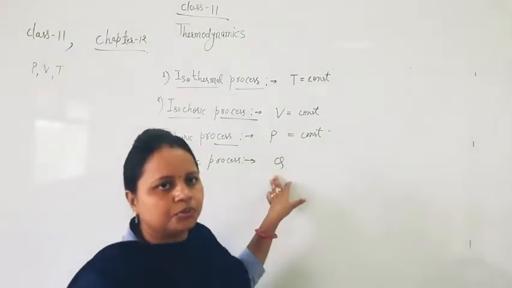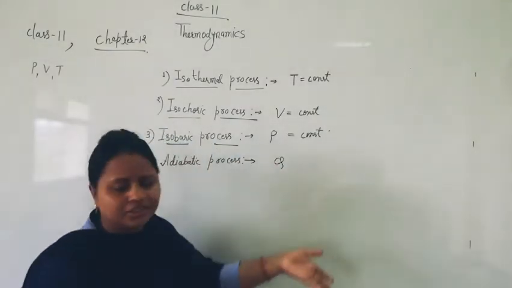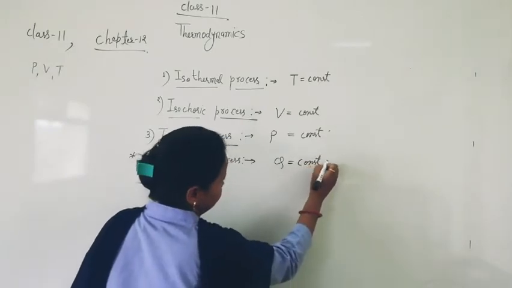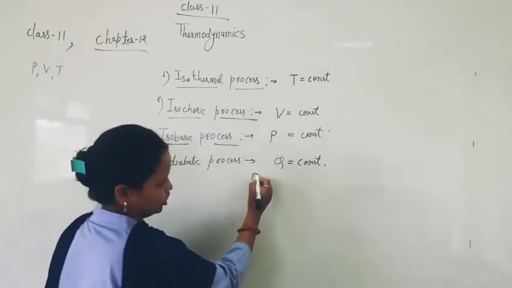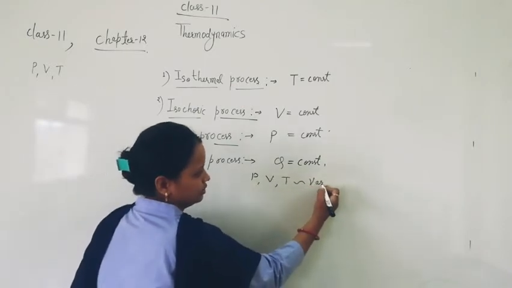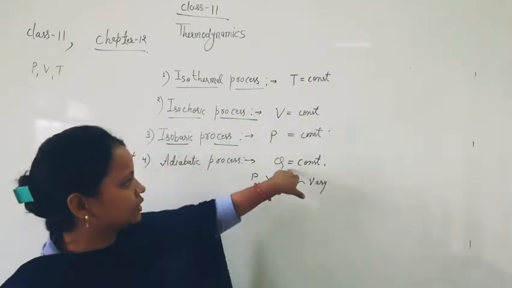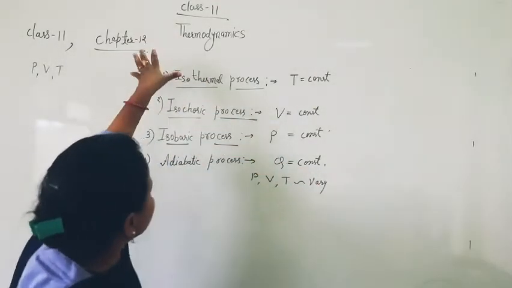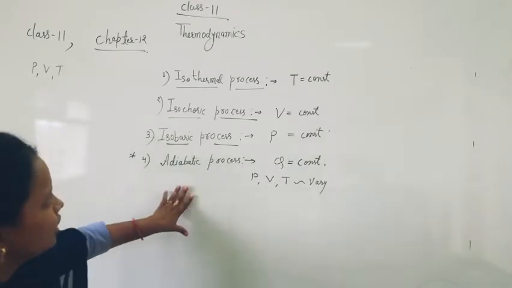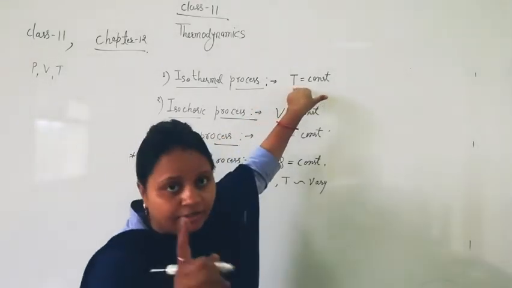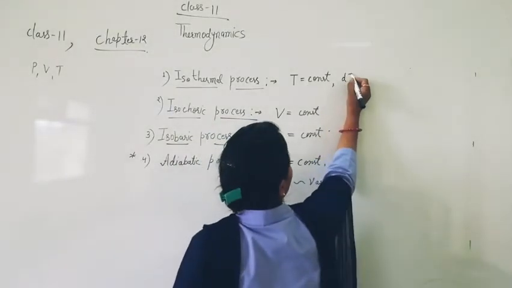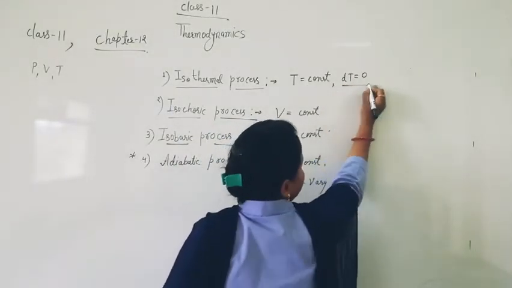And at the last, in the adiabatic process, these three variables can be varied, but another state variable, heat, Q, the heat exchange in the system, is always constant. Even though pressure, volume and temperature can be varied, heat is constant. We can study all four processes parallelly. If one variable is constant, then the change in this variable will not be observed.